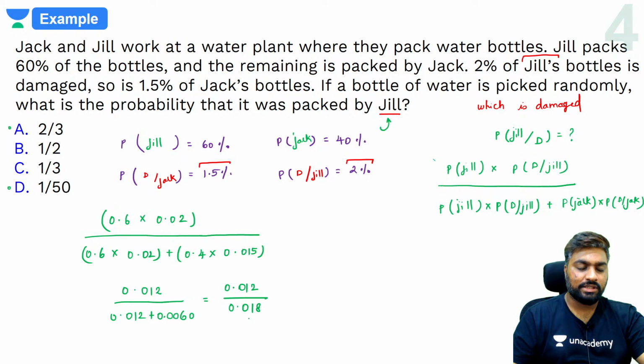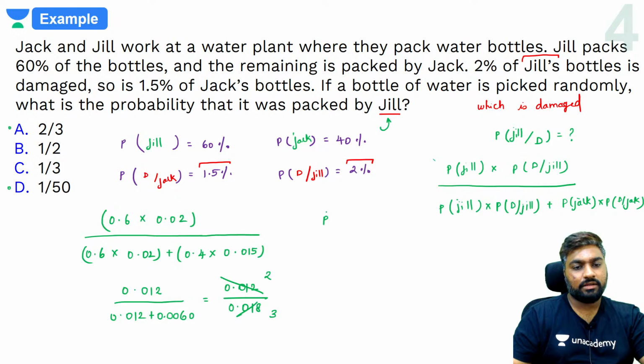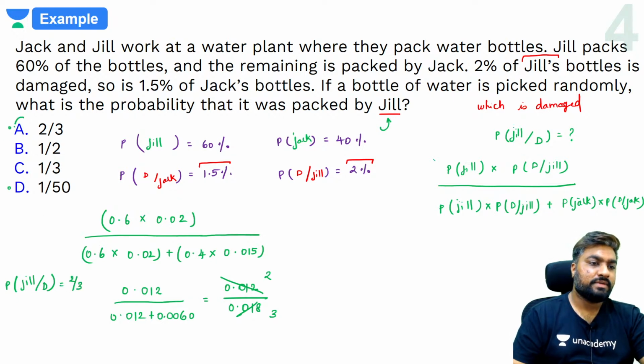0.0180. ठीक है. This is what? 2 times 3 times. So the probability यहाँ पे लिखता हूँ. The probability of Jill filling a bottle which is already damaged is how much? 2 out of 3, 66.66% chances.